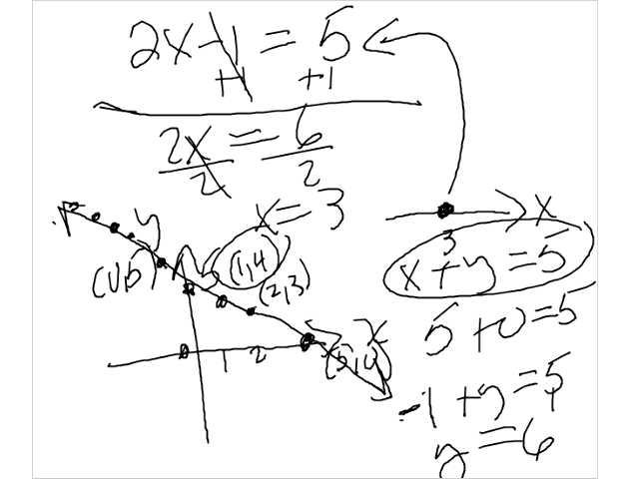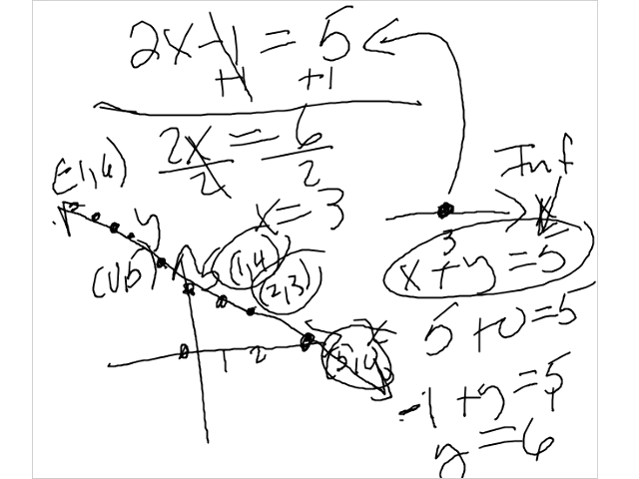Again, 1 and 4 are 5, 2 and 3 are 5, 5 and 0 is 5, negative 1 and 6 add up to 5. So it turns out that there's an infinite number of solutions to x plus y equals 5. And that's one of the differences between when we're graphing on a single number line and then the xy axes.